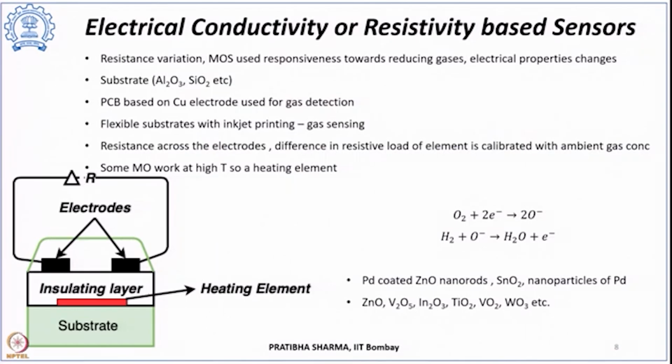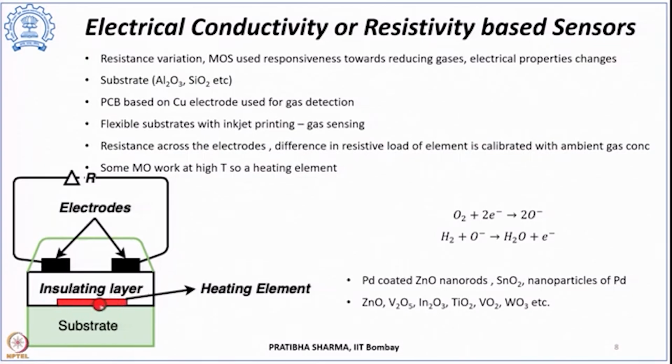So in these, usually there is a substrate in the structure. When these metal oxide type of sensors are used, these metal oxides have a higher responsiveness towards reducing gases, and as such they could be used for detecting hydrogen. Their electrical properties change. Now if we see the structure, this substrate is usually aluminum oxide or silicon dioxide, and then there is an insulating layer. Sometimes a heating element is used.